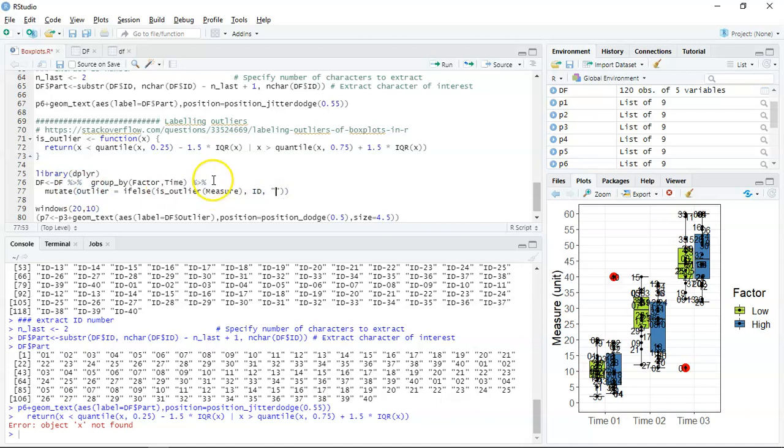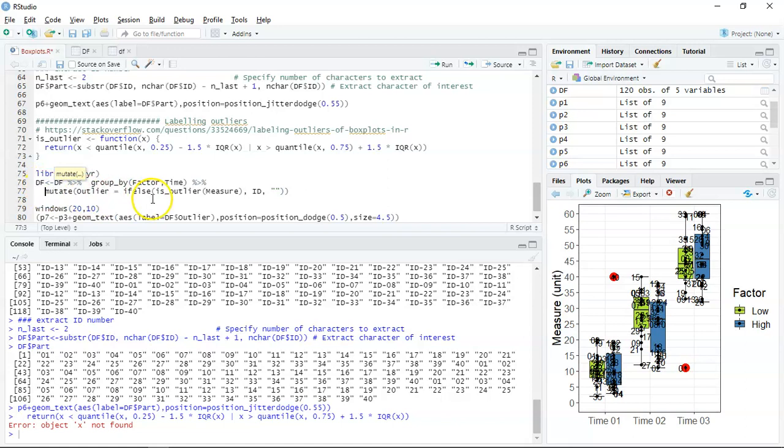Now this is the vision that I had for labeling the outliers. So what I'm doing here is using the dplyr package, and the mutate function in that. I'm taking the data frame and splitting it, using the pipe with group by of factor and time. Then in creating a measurement, I'm going to call the measurement outlier, and I'm going to mutate it onto the df data frame. It's going to be the new data frame. I'm still calling it df, so it's basically the original with an extra column.